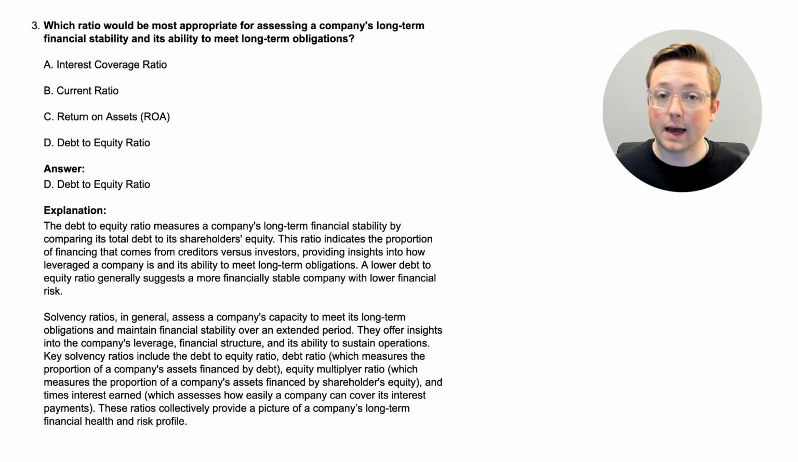And again, we're talking about all the different categories of ratios so that we can go into the next videos with a basic idea, a basic understanding of what we're looking for with different kinds of analyses. So solvency ratios in general assess a company's capacity to meet its long-term obligations and maintain financial stability over an extended period. They offer insights into the company's leverage, financial structure, and its ability to sustain operations. Key solvency ratios include the debt-to-equity ratio, like we just talked about, debt ratio, which measures the proportion of a company's assets financed by debt, equity multiplier ratio, which measures the proportion of a company's assets financed by shareholders' equity, and times interest earned, that's one that I'm sure you've seen a whole bunch, which assesses how easily a company can cover its interest payments. These ratios collectively provide a picture of a company's long-term financial health and risk profile.